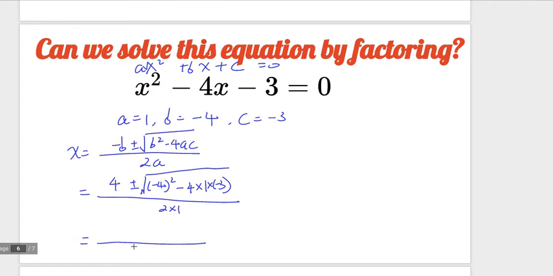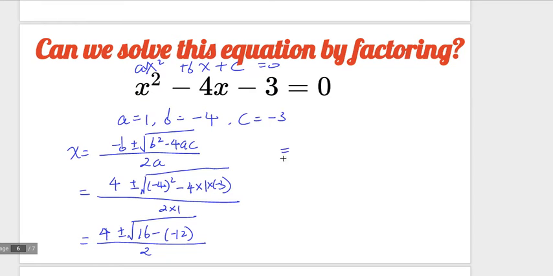So now we are going to do a little bit of calculation here. I would suggest you do it along with me. Try not to use a calculator, as a way to practice your math. 2 times 1 is 2, 4 plus or minus. So let's do this. (-4) squared, which is -4 times -4, is 16. Minus 4 times 1 is 4. 4 times -3 is -12.